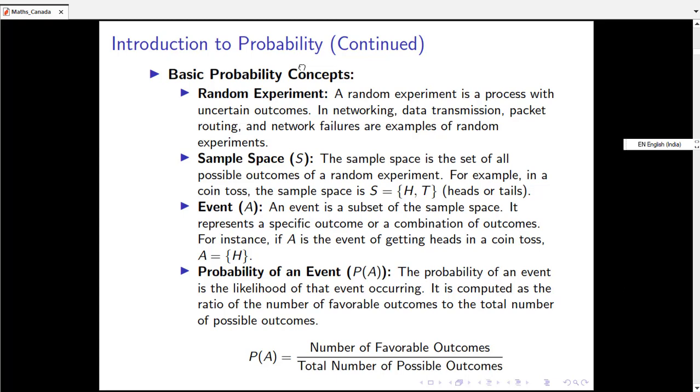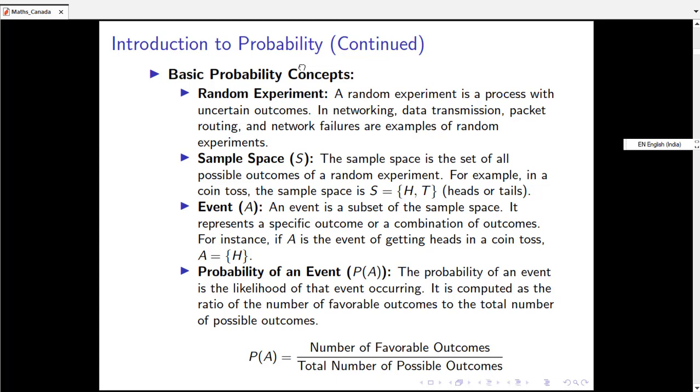In basic mathematics, we had tossing of coins, in which the outcomes are head or tail, but it is uncertain. Any one of them can occur. Now, what is a sample space? The sample space is the set of possible outcomes, like head and tail, as I told previously.